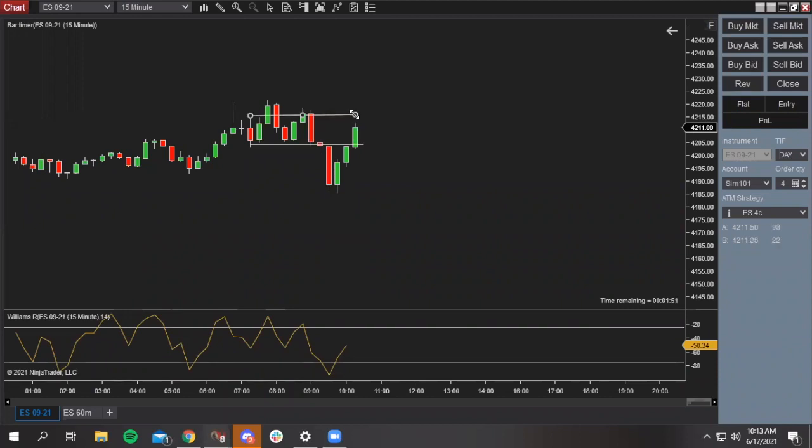So this is a mother bar inside bar because this bar here doesn't trade above or below the range of this bar. Does that make sense? And from there, the next bar that closes above it typically is supposed to signal the direction. Now, like I said, this isn't 100% because you can see right away.